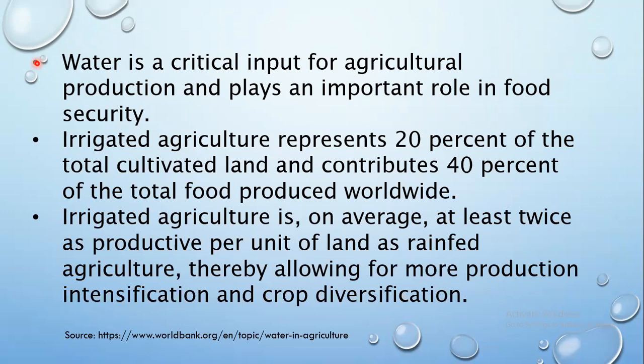So the types of agriculture that we have are irrigated agriculture and rain-fed agriculture. So for the irrigated ones, irrigated agriculture represents 20% of the total cultivated land, and that cultivated land contributes 30% of the total produce worldwide. So imagine the huge percentage of irrigated land that needs to be supplied with water, plus the consumption of humans in our daily lives, and other industries that need fresh water also.